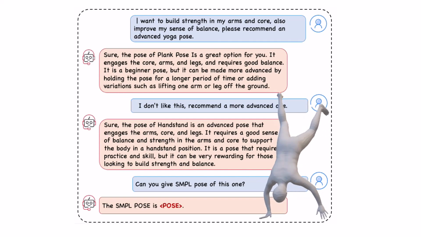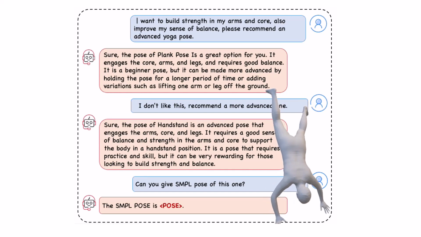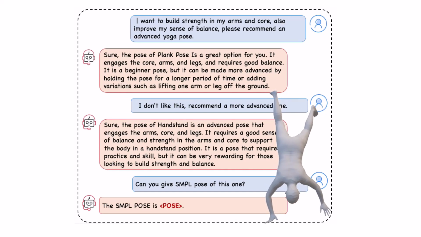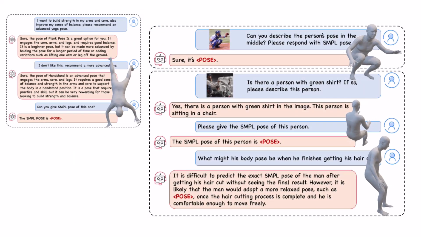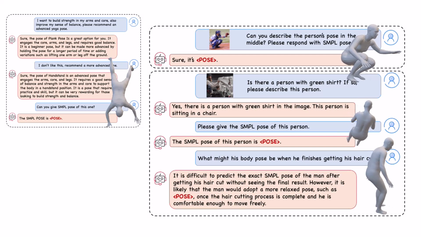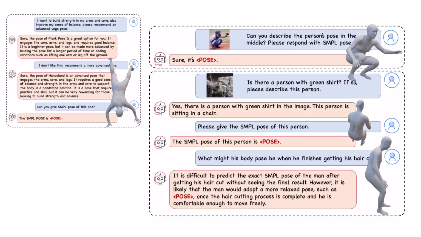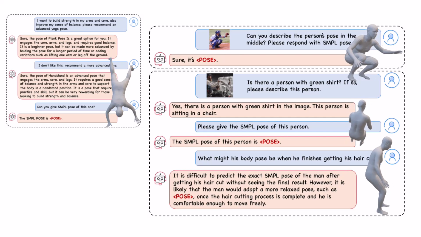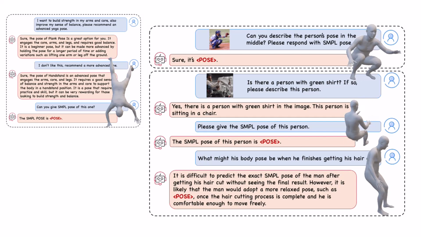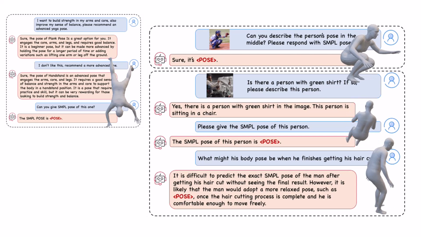And then they generate it. Something that we do not have in other large language models. Or as another example, I can give it an image and ask it to describe the person's pose, and then the model has the ability to estimate it. Or even a more complex scenario, I can give it an image with multiple persons in it and ask it to estimate the pose for a person having a green shirt.